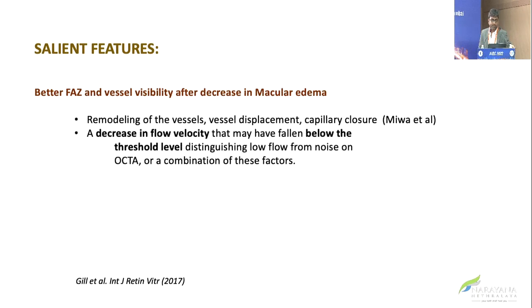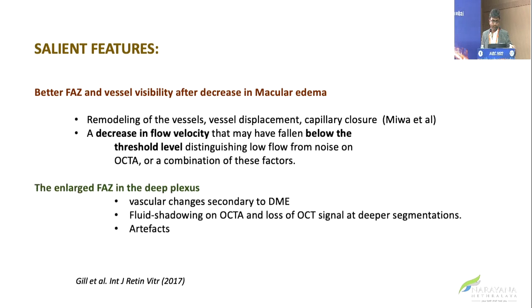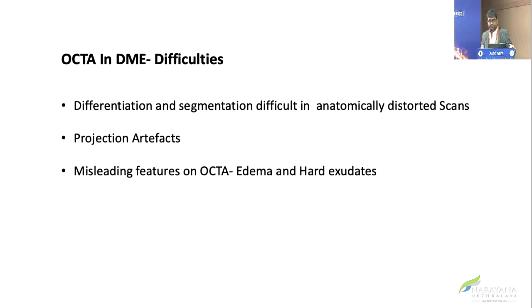Coming to the salient features, OCTA has shown that in DME, the visibility of the capillaries gets better once the macular edema comes down. So the remodeling of the vessels and vessel displacement should all be kept in mind. The enlarged avascular zones in the deep capillary plexus are basically because of changes in the diabetic macular edema. Among the many difficulties when interpreting OCTA, the differentiation and segmentation is extremely difficult in anatomically distorted scans. So you need to really sit at the machine and see what's really happening. You can't read a printout and say that okay, there's a non-perfusion. Projection artifacts again have to be kept in mind.